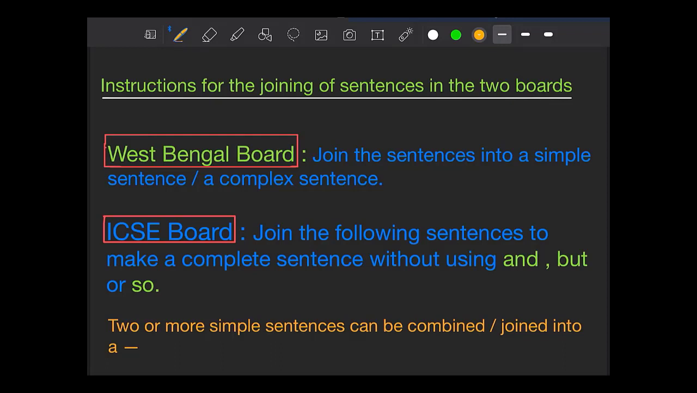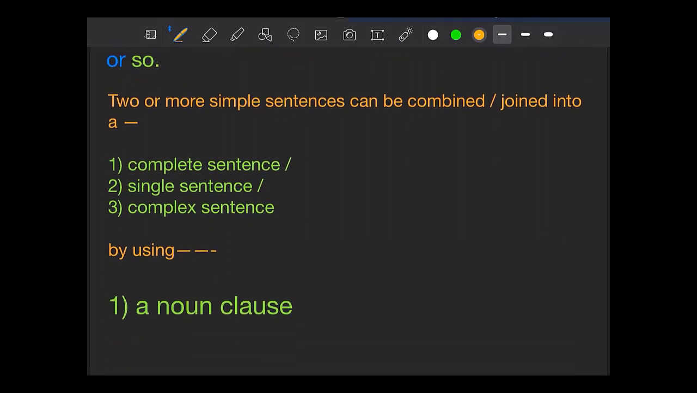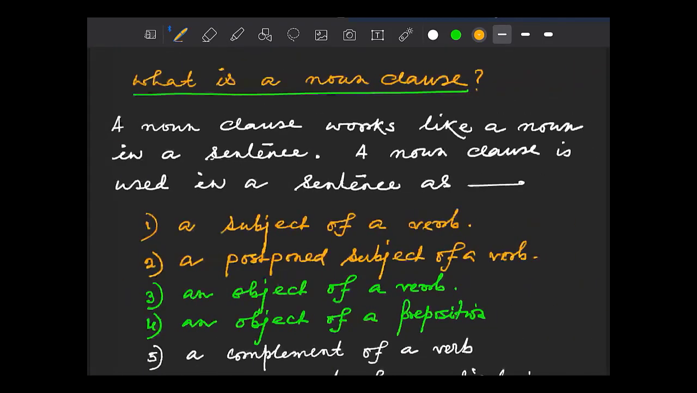Today we will learn how two or more simple sentences can be combined into a complex sentence or into a complete sentence by using a noun clause. Two or more simple sentences can be combined or joined into a single sentence, or a complex sentence, by using a noun clause. Okay. Naturally, there is a question: what is a noun clause?